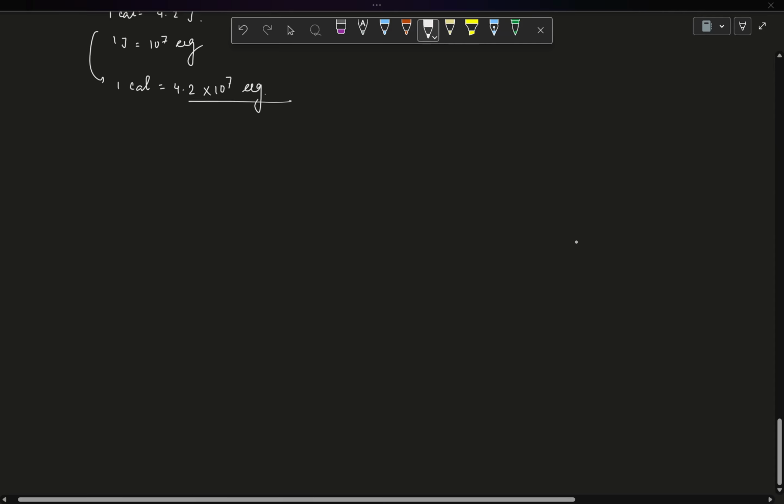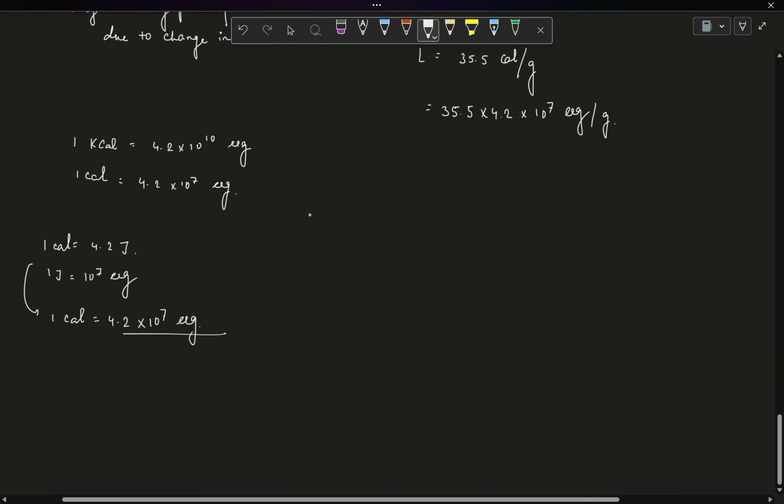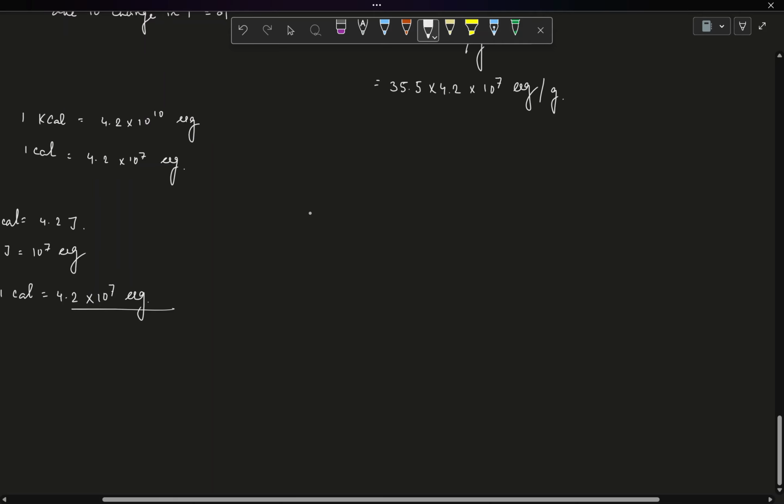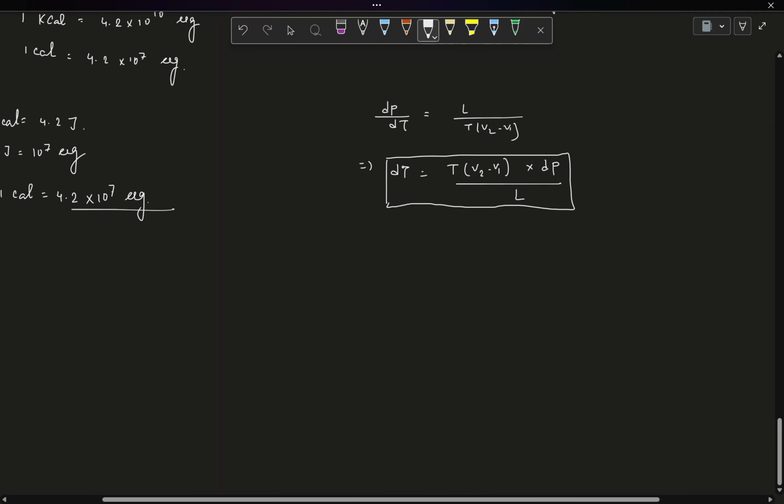Okay. So after doing all this, now we substitute the known things into Clapeyron's equation. So dP by dT is equal to L by T(V2 minus V1) was the equation. From here you have to calculate dT, so take dT to one side. So dT is equal to T(V2 minus V1) into dP by L, right? Okay, this is dT.